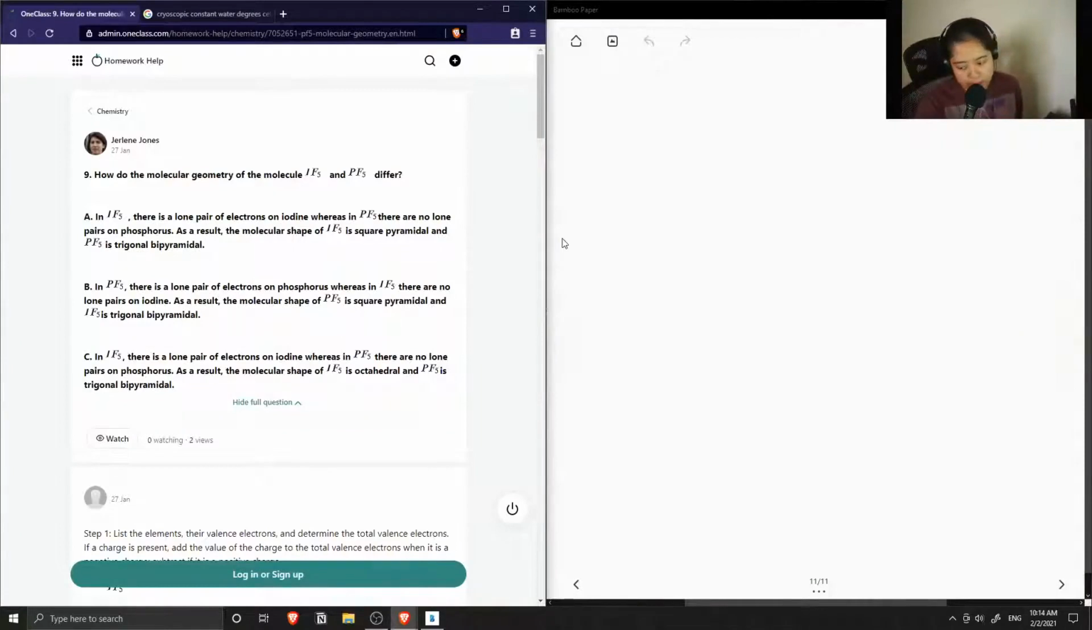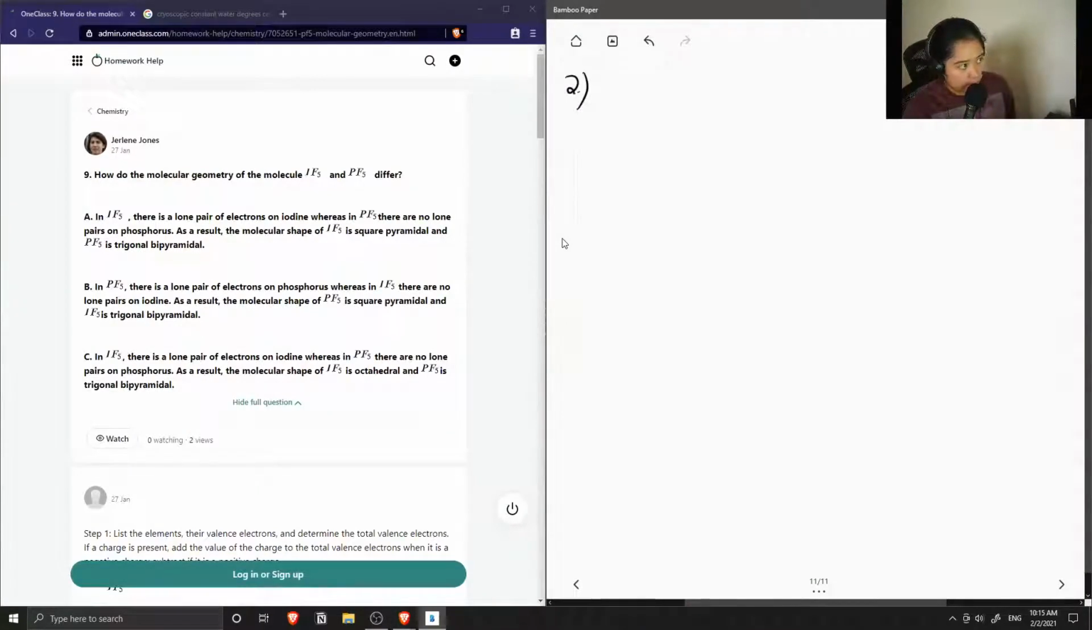Okay, so question number 2. How do the molecular geometries of the molecules iodine pentafluoride and phosphorus pentafluoride differ? Okay, so we have different options. So first, let's just draw out the Lewis structures for both of these molecules. So first, we'll focus on iodine pentafluoride.